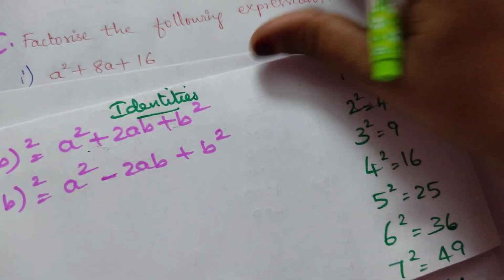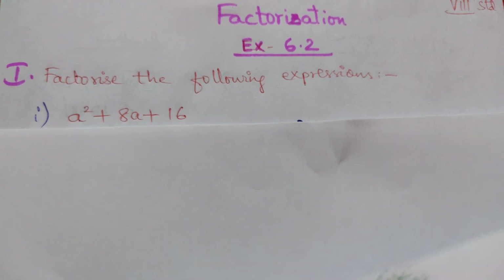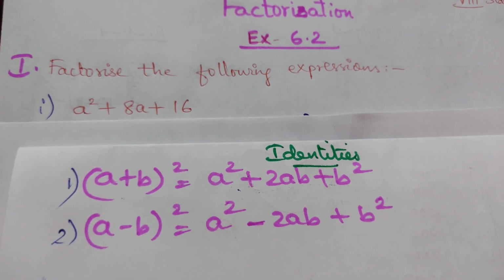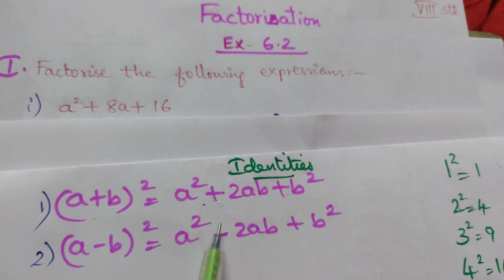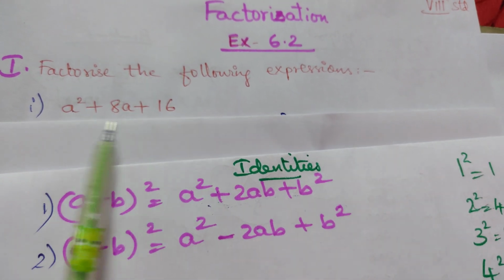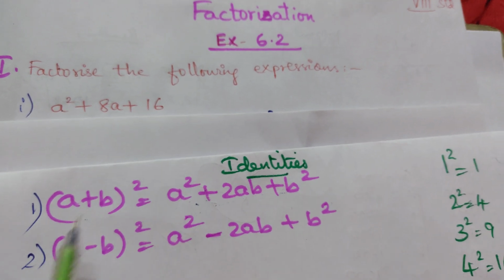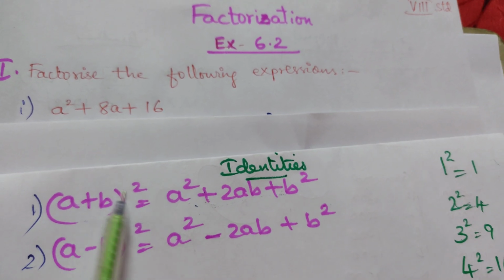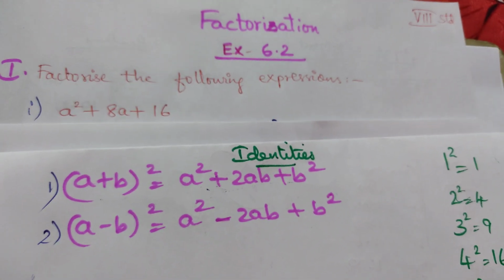The first problem says a square plus 8a plus 16. So how do we solve this problem? In order to solve this problem, we should use one of these identities. Since the question has plus, we are going to use the first identity of plus and plus. You see here, there are three terms on the right hand side, so the answer which we are going to get is in terms of two expressions. So we have to get the answer in this form. Okay, so let us start. How do we solve this?